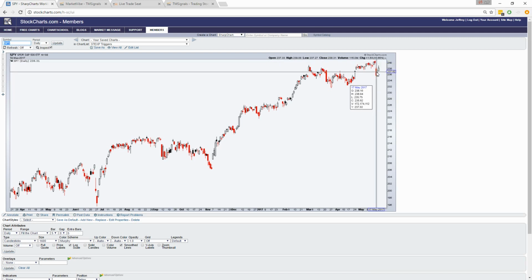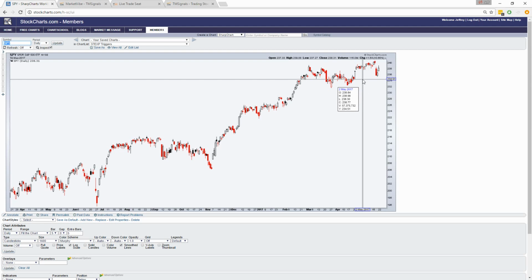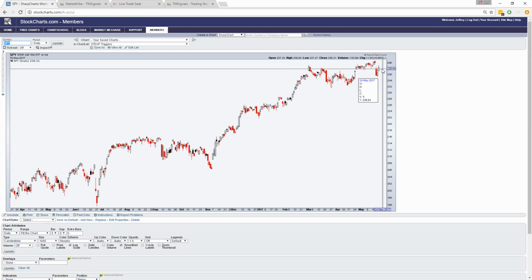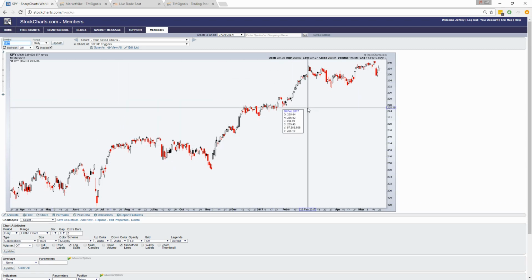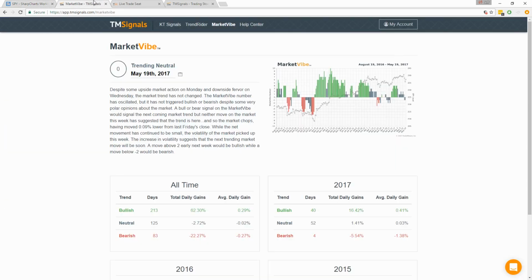Then we get a big drop here. Wednesday, drop. One of the bigger moves that we've seen in the market in a while, and it did not trigger bearish. Why? Well, one of the big reasons is because the MarketVibe has nothing to do with the price of the market. The MarketVibe is looking for the next market trend. The MarketVibe has caught almost every market trend since the beginning of 2015. It's caught almost every single one, and you can come into the data, you can come into the chart, and look at it and see that. It's very clear and it's very simple.